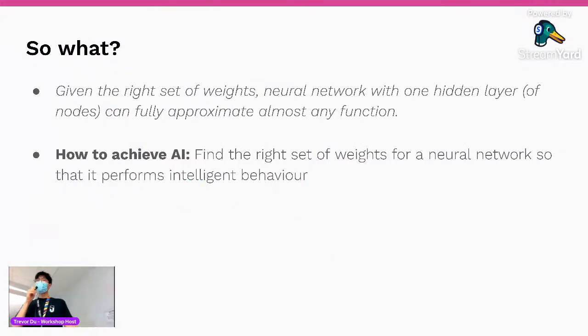Right, so why do we care about neural networks? Well, an interesting fact that was proved some time ago, I think probably in the 60s, was this right here in italics. Given the right set of weights, a neural network with one hidden layer of nodes can fully approximate almost any function. And the way we achieve AI is that we find the right set of weights for a neural network so that it performs intelligent behavior.